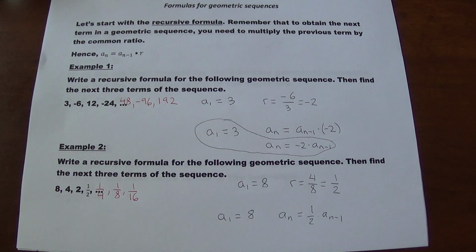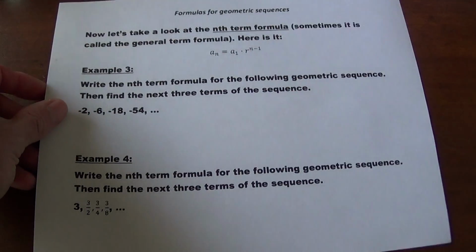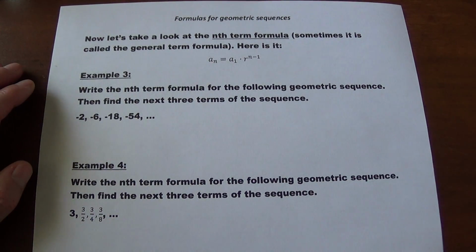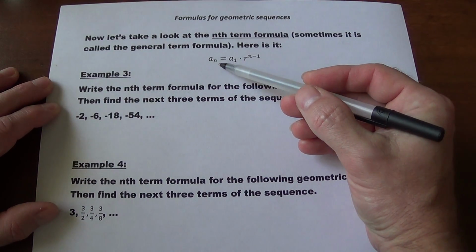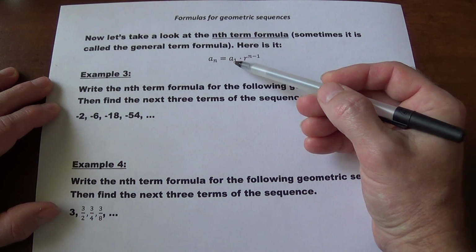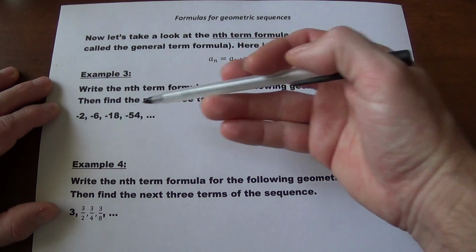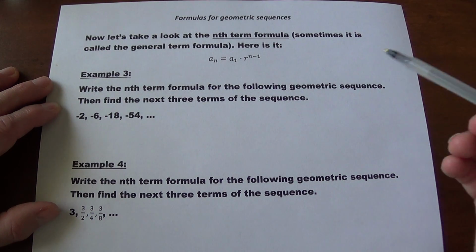Now we're going to take a look at the nth term formula, which is another formula that we can use for geometric sequences. Sometimes it's called the general term formula. This is what it's going to look like. Again, just like with the previous examples, you need to know what the first term is and what the common ratio is to write that. So we'll look at our first example: write the nth term formula for the following sequence, and find the next three terms of the sequence.